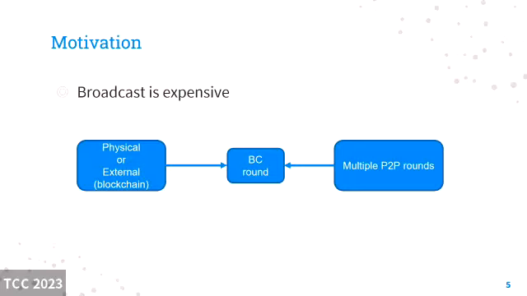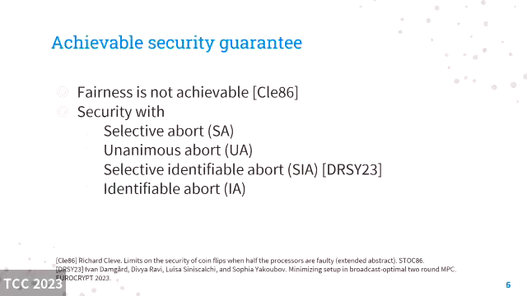So one natural question that comes to our mind is: do we really need all 4 rounds over broadcast? Can we just replace 1 round or multiple rounds with P2P rounds? And what could be the best security guarantee we can achieve in this specific case? In order to answer this question, we first need to understand what security guarantees are achievable. Because we focus on the dishonest majority, we know fairness is not achievable.